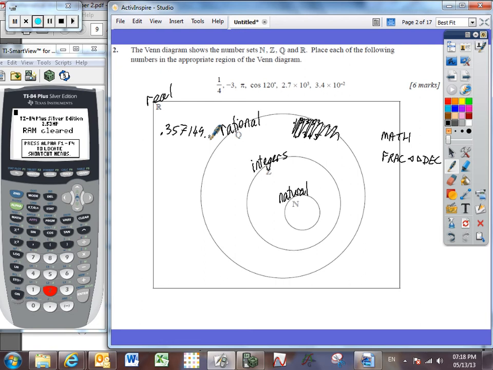Alright, so let's classify these numbers. 1 over 4, I'm sure you all know this. We could also write this as 0.25. That's a decimal which does not go on forever. Therefore, it must be a rational number. Clearly not an integer. Now I can write it down as 0.25, or I can write down 1/4. It doesn't matter which, as long as you write down one of these equivalent forms.